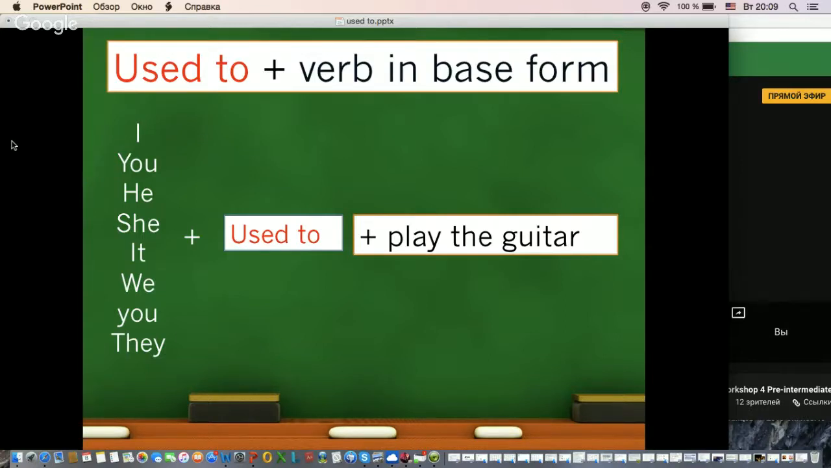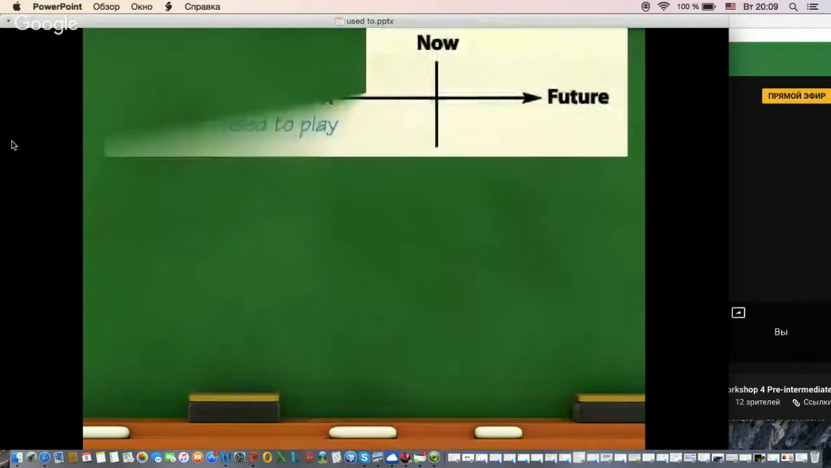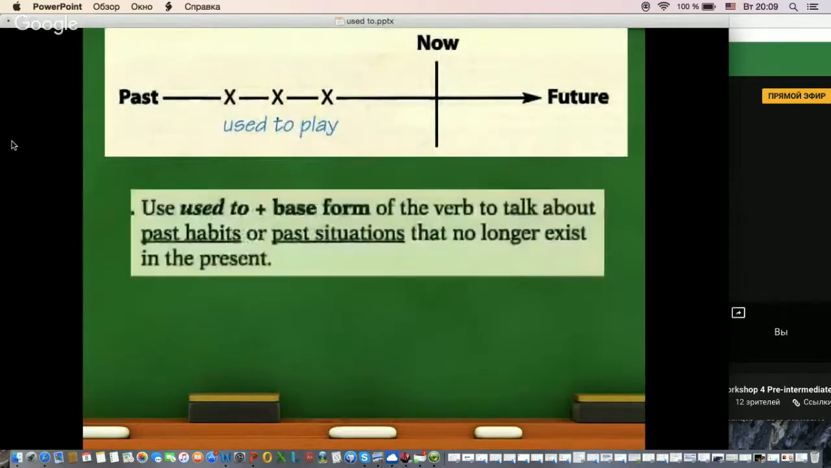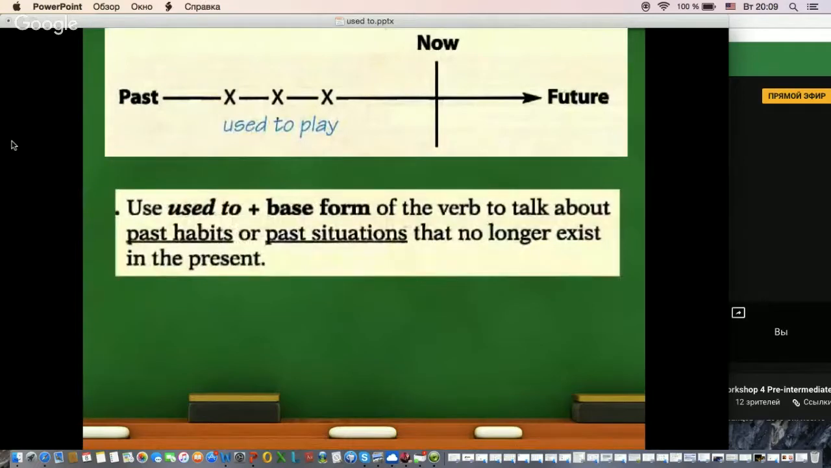Now let's have a look at the cases, so in what situations do we use this used to construction? So have a look here. Okay, так, на данном слайде мы можем видеть так называемую временную ось, где мы видим такие точки, как прошлое, настоящее и будущее. И мы видим, что моменты в прошлом, когда мы выполняли какое-либо действие, они отмечены у нас крестиками, но тем не менее они не имеют никакой связи ни с настоящим, ни с будущим. Это то, что было в прошлом, и там же осталось.